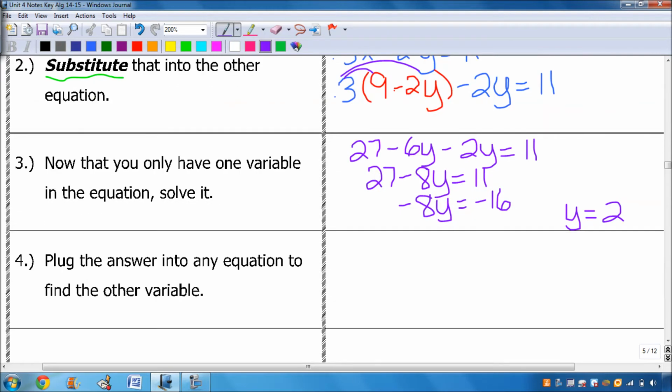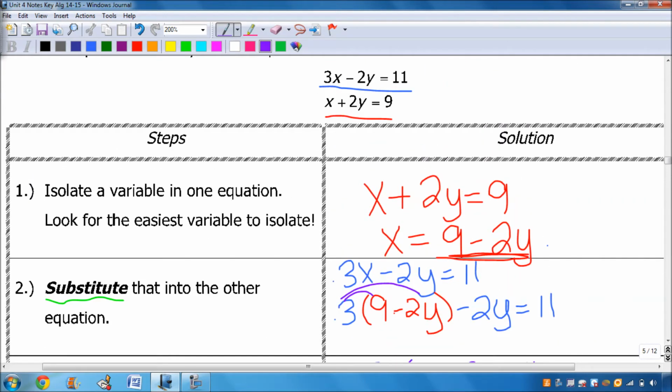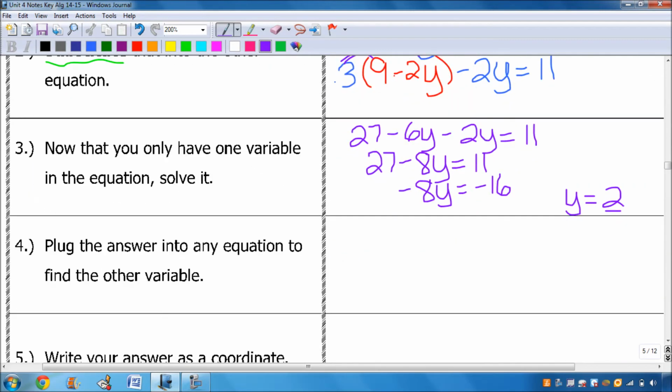Now that I know what y is, and I have an actual number for y, I can take that number, this 2, and plug it into either equation that I want. The top equation, the blue one up here, or the red one, the bottom equation. Totally up to you. I'm going to plug it into the bottom one only because it looks simpler, and I don't want to worry about making any mistakes. So every time I see a y, I'm going to replace it with a 2. This is my red equation, that's equal to 9.